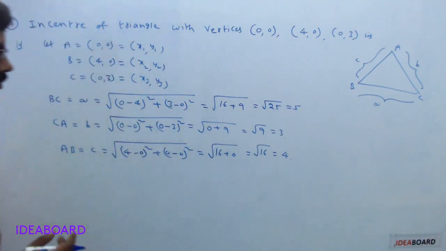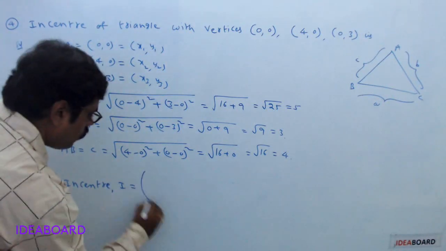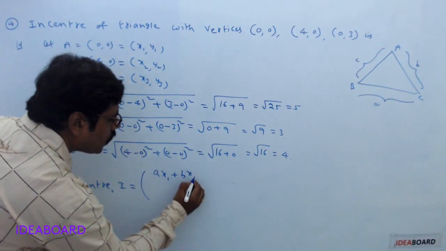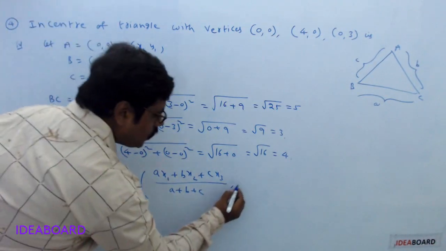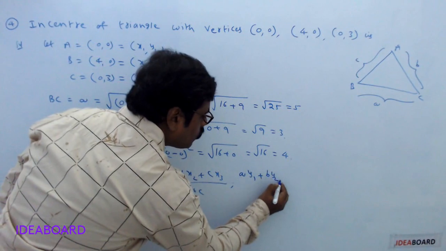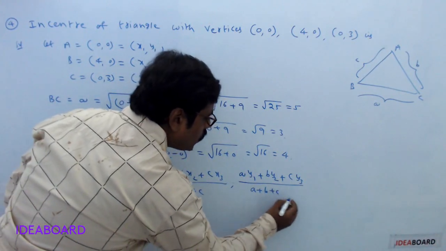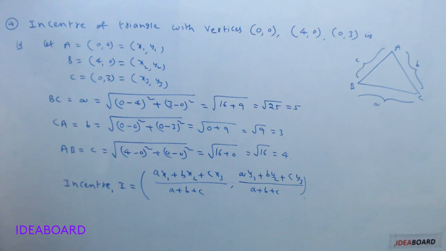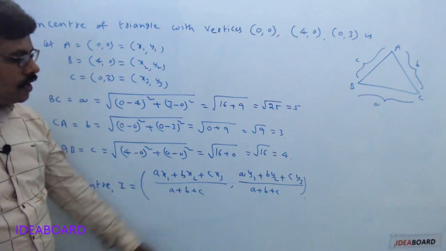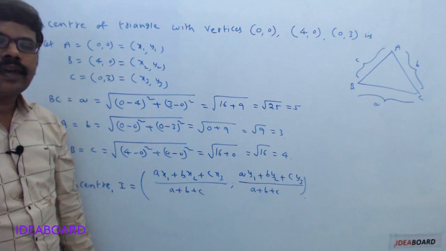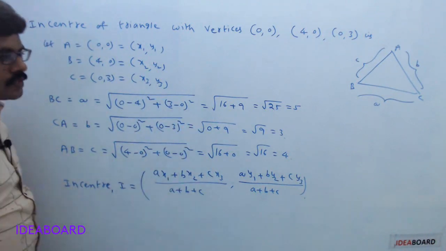What is the formula for incenter? Incenter I equals, what is the formula? (a x1 plus b x2 plus c x3) divided by (a plus b plus c), (a y1 plus b y2 plus c y3) divided by (a plus b plus c). Now substitute the corresponding values in this formula.